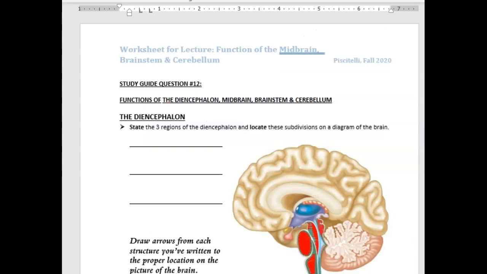There is a worksheet to go along with this lecture to help you narrow down the functions of these different regions, and I'm showing it on the screen here. It's called Worksheet for Lecture, Function of the Midbrain, Brainstem, and Cerebellum, and it relates to one of your study guide questions.